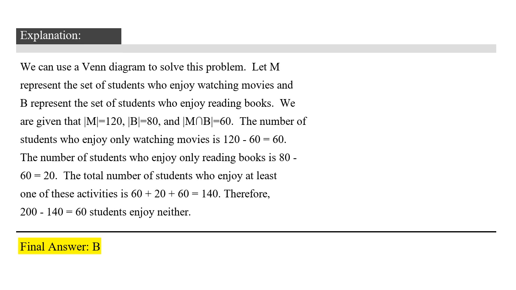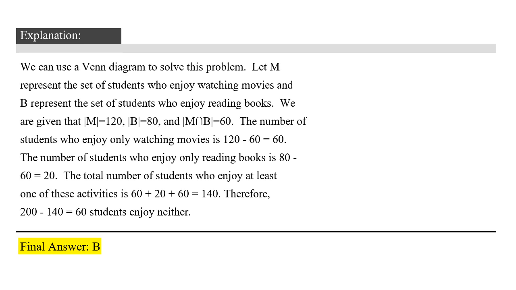We can use a Venn diagram to solve this problem. Let M represent the set of students who enjoy watching movies and B represent the set of students who enjoy reading books. We are given that M equals 120, B equals 80, and M intersection B equals 60.